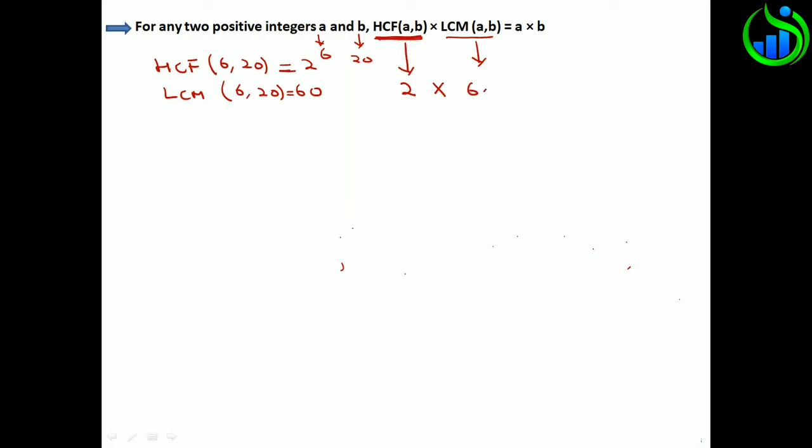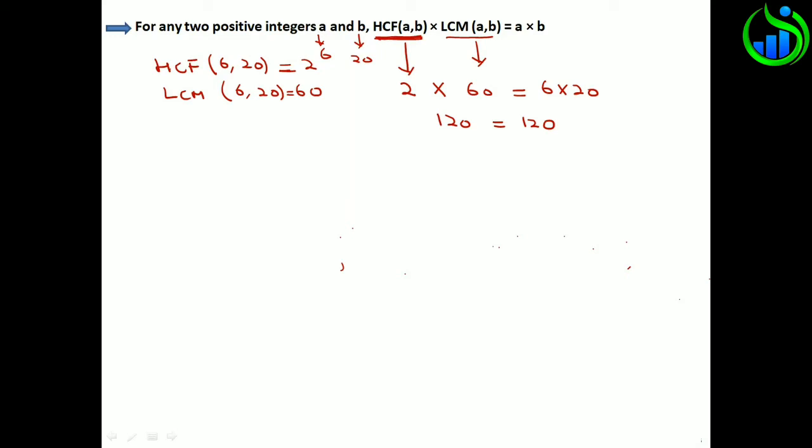LCM is equal to AB, that is 6 into 20, which is equal to 120. This is the formula that we use.